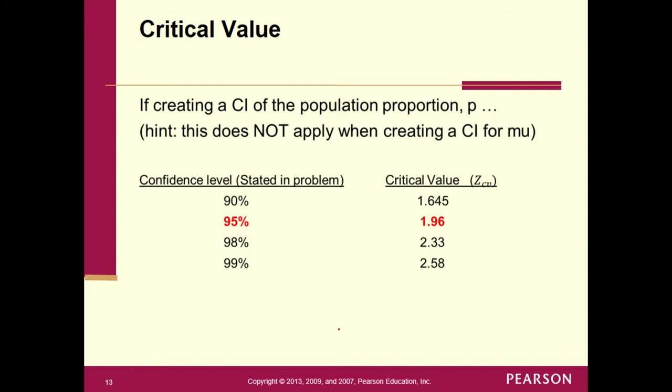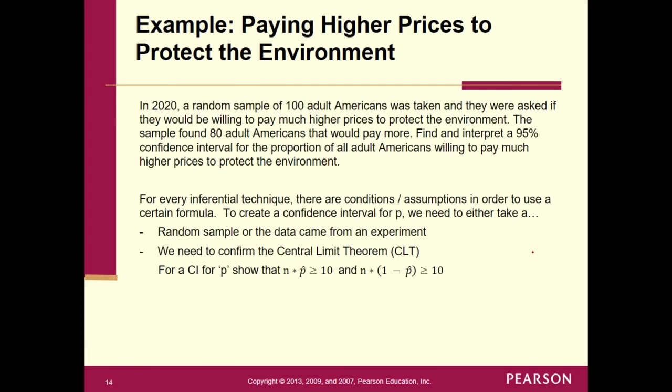So in our problem here, we're creating a 95% confidence interval. If you want to go back and take a look at that, remember I told you that's going to be stated directly in the problem. That means we're going to be using 1.96 for our critical value. So I think we have everything that we need to do our calculations here.